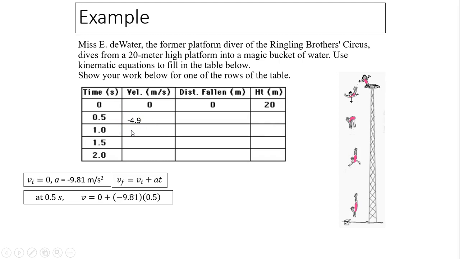How do you find the velocity at 1 second? You use the same equation. Again, starting from 0, you took 1 second. What is that velocity?